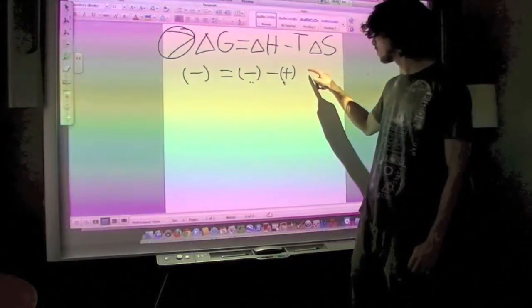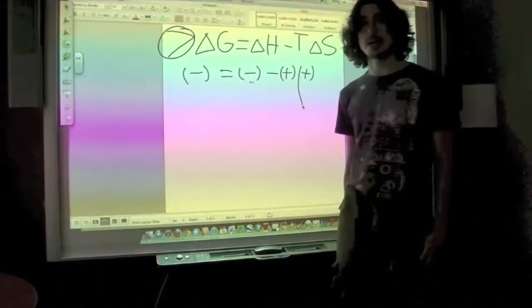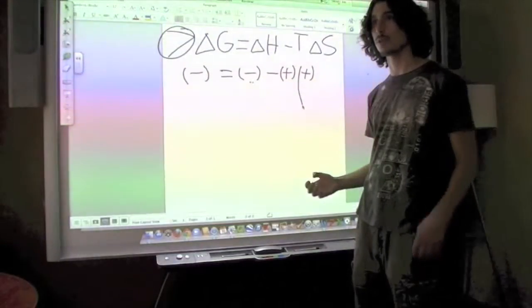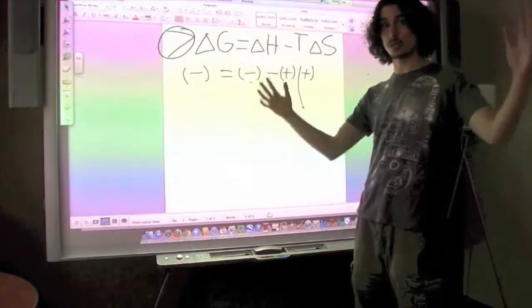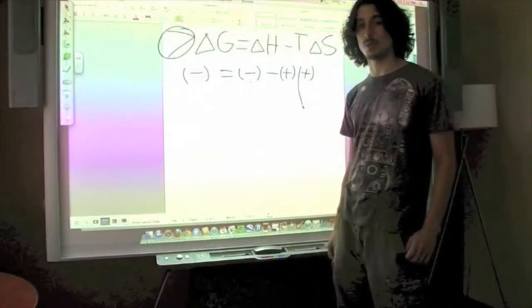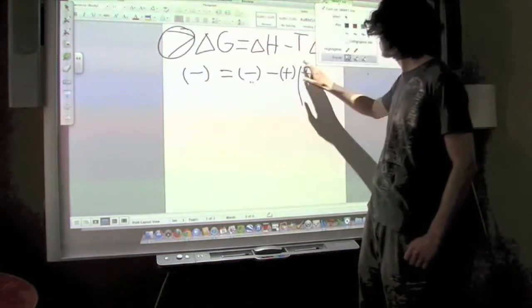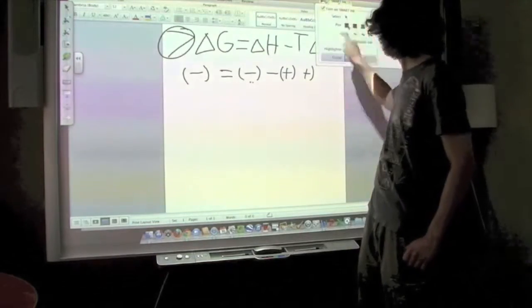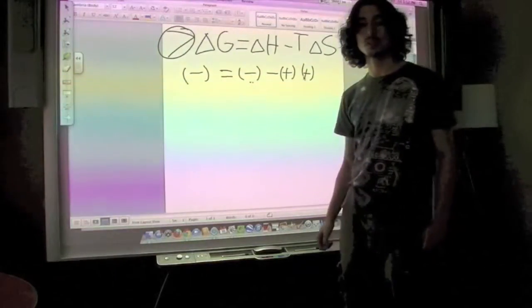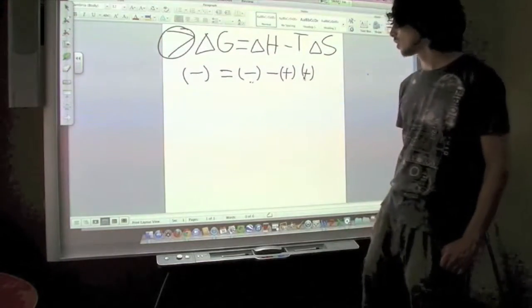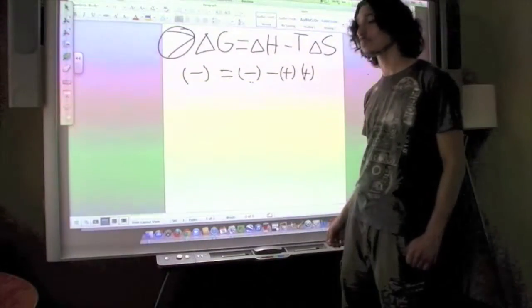And entropy is going to be positive. If you think about it, you're taking a solid or liquid fuel and you're burning it, it's going to become CO2, a gas, and water, either a liquid or a gas. So you're going to have a positive entropy. More states are possible. So an explosion is spontaneous.